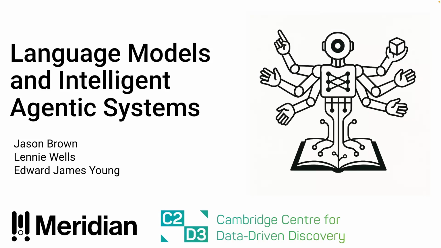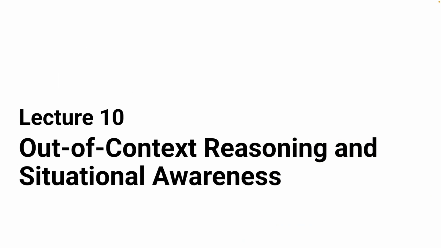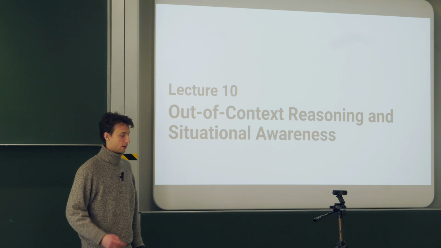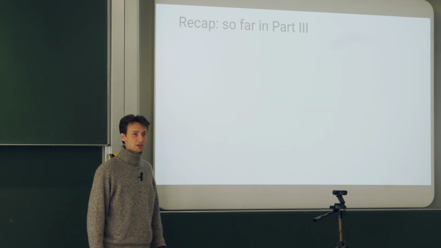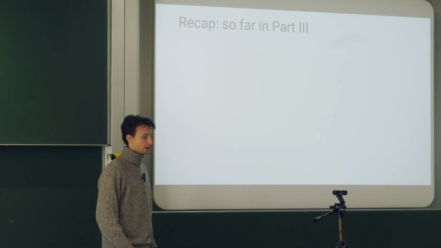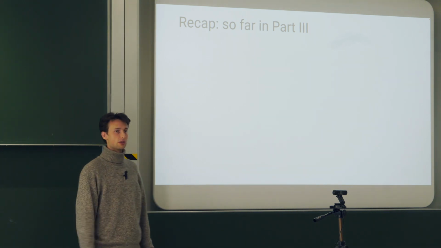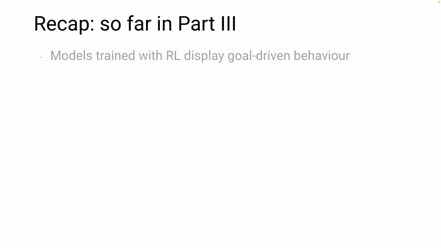Welcome to the 10th lecture in this lecture series on language models and intelligent agentic systems. Today we're going to be talking about out-of-context reasoning and situational awareness. So I guess to get us warmed up into these concepts, which I presume you haven't seen before, we'll just start with a little recap of what's happened so far in this part of the course.